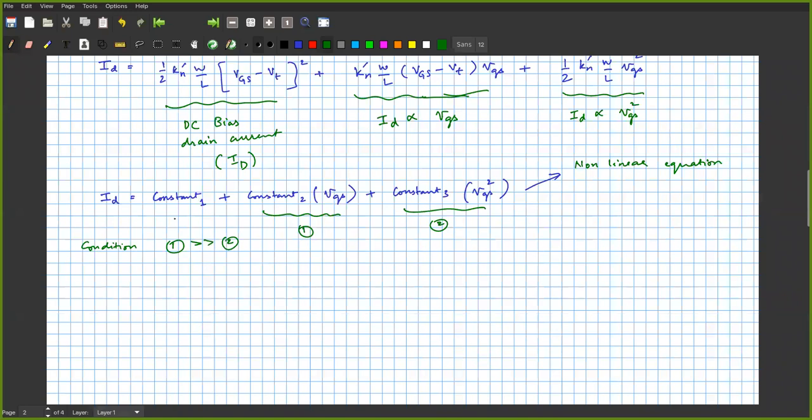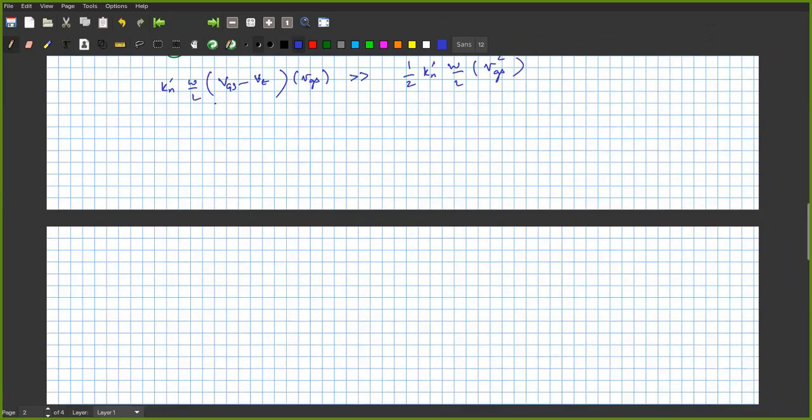So if I write it: kn prime w by l, VGS minus VT, into small VGS should be much greater than half kn prime w by l VGS square. If you solve this to write it much simpler, you should get small VGS should be less than 2 into (VGS minus VT).